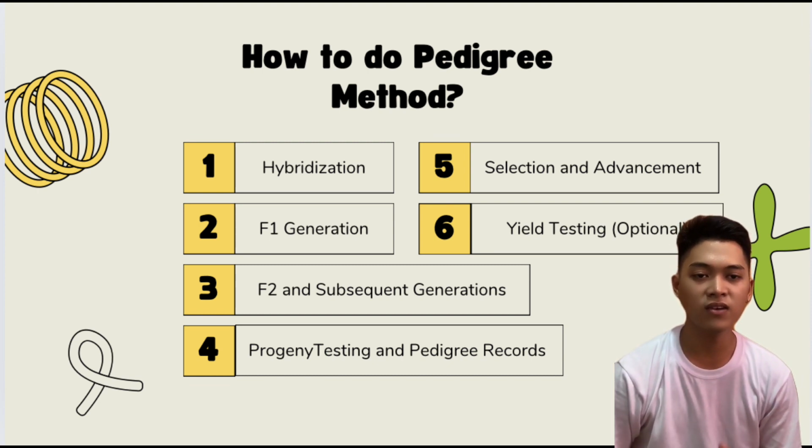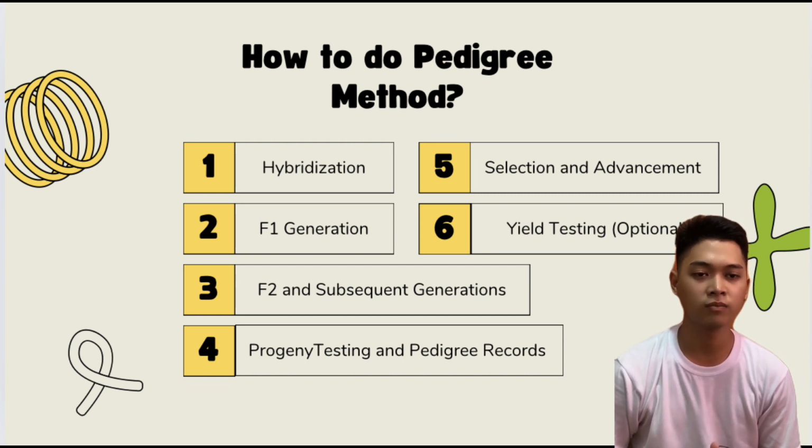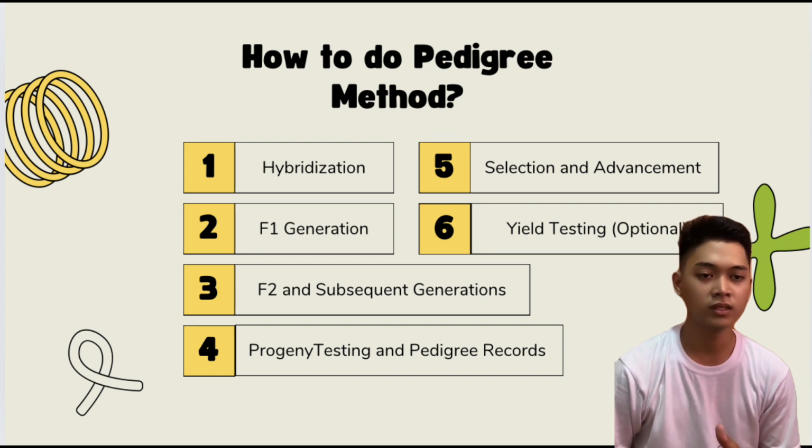And next is the F2 subsequent generation. This is where the core of the pedigree method happens. Individual plants are selected from the F2 generation based on the traits you're interested in. These traits are preferably highly heritable, meaning they pass down from the parent to offspring with a high degree of predictability.